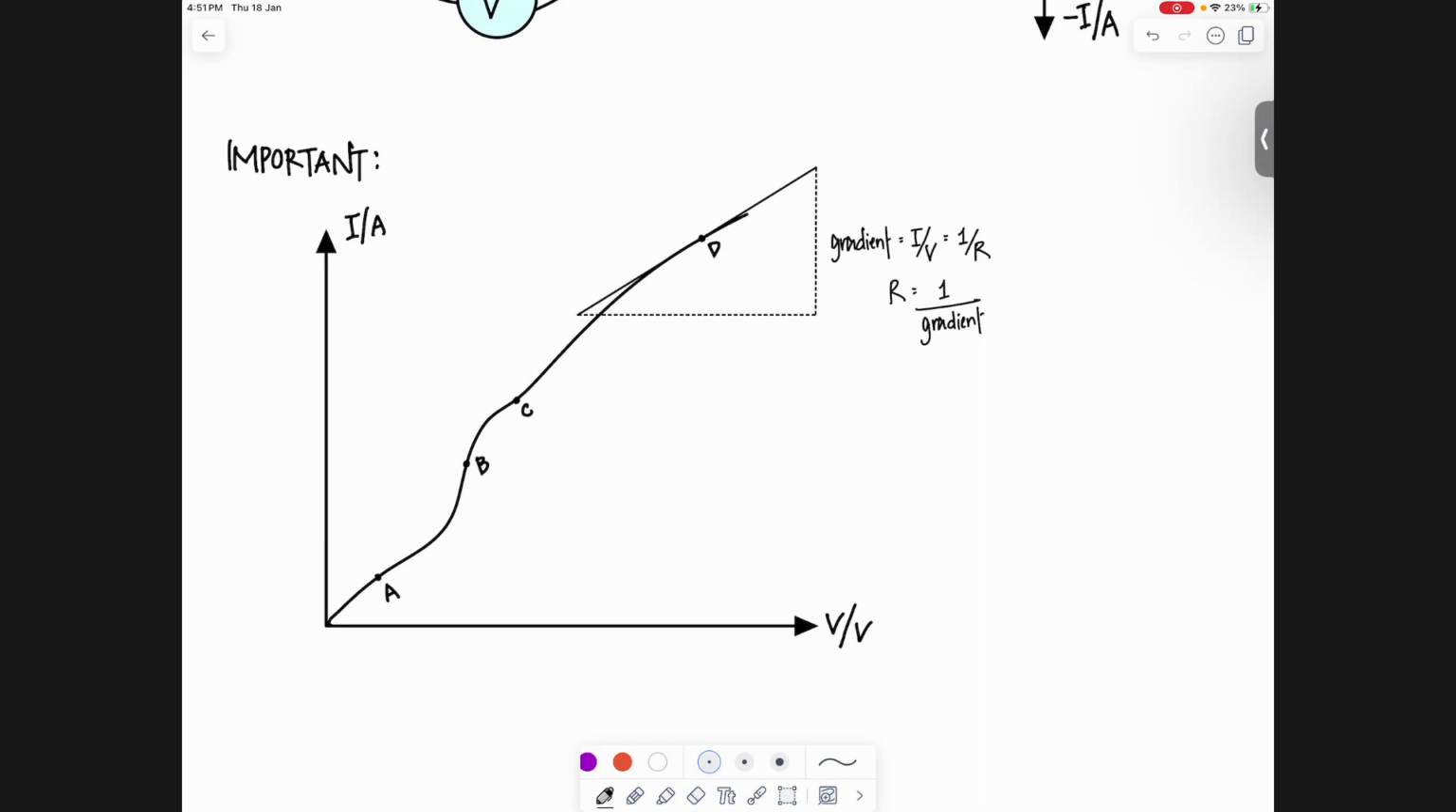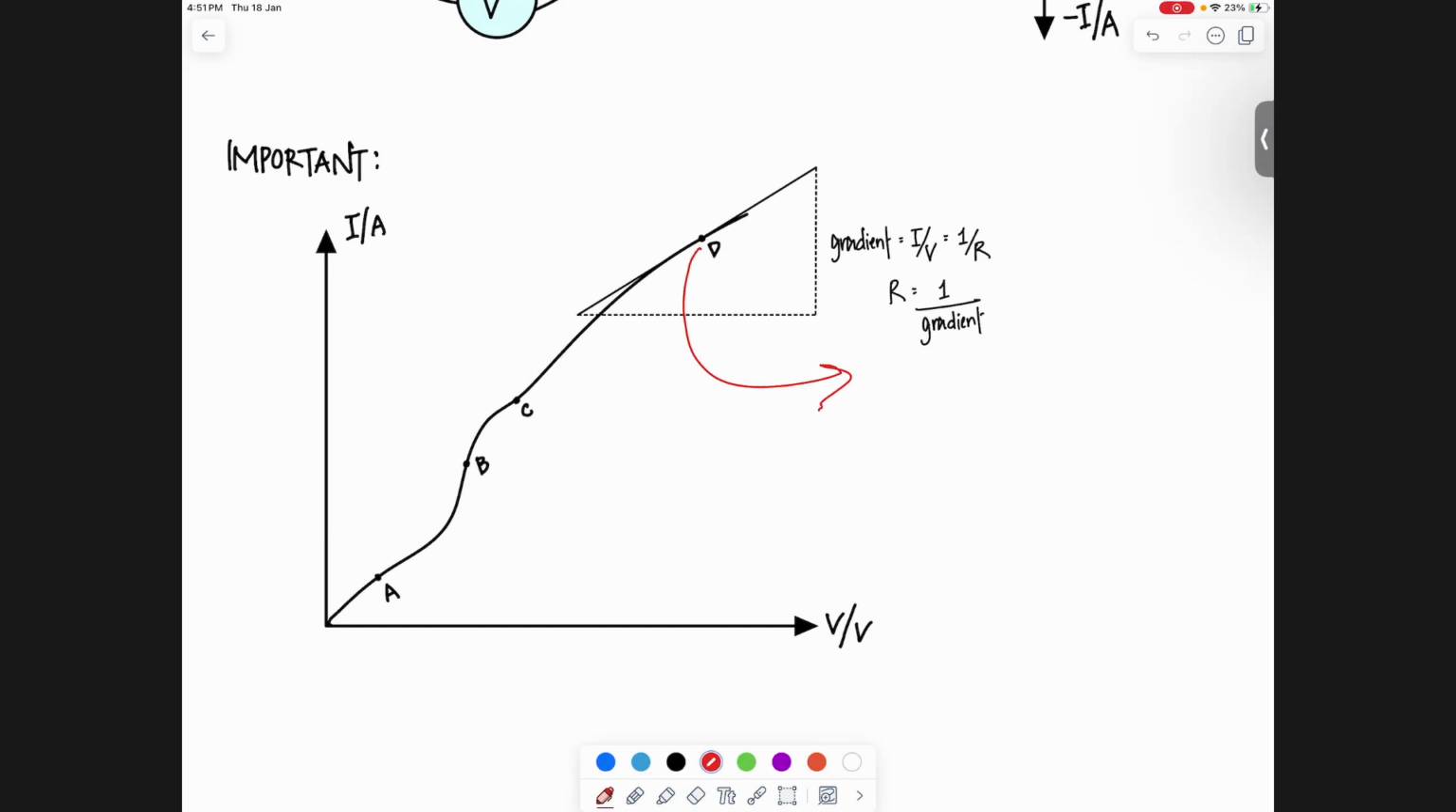Use the points as the coordinates of D and use V equals IR, yes, okay. You cannot find the gradient of an IV graph and find resistance. What do you always have to do? You have to use V equals IR. So what you're supposed to do here is this, and I'll explain the logic behind it, don't worry.